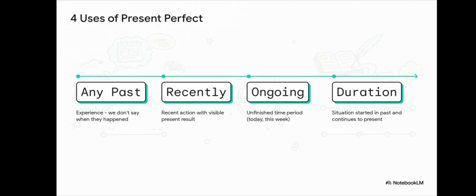Second is the present result. Imagine you're standing there and say, "Oh no, I have lost my keys." The action happened in the past, but the result, you standing outside a locked door, is, well, very much visible right now. Third is the unfinished time period. Think of saying, "I have drunk 3 cups of coffee today." Today isn't over yet. And fourth, duration, which describes a situation that started in the past and continues right into the present.